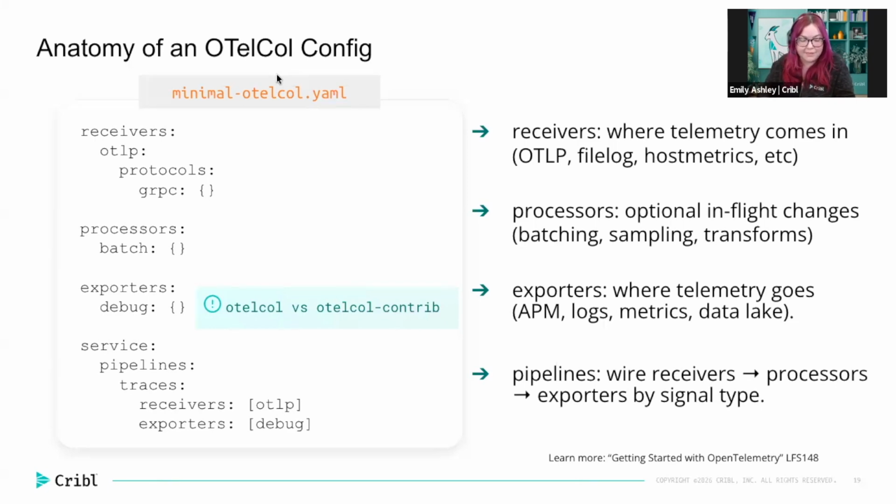Your config file components have to match the binary you've installed. If you put a file log receiver into the config, but you've only installed the core binary, the collector will fail to start with an unknown component error. It's a classic, why won't my collector start issue? So I didn't want you getting tripped up on that.